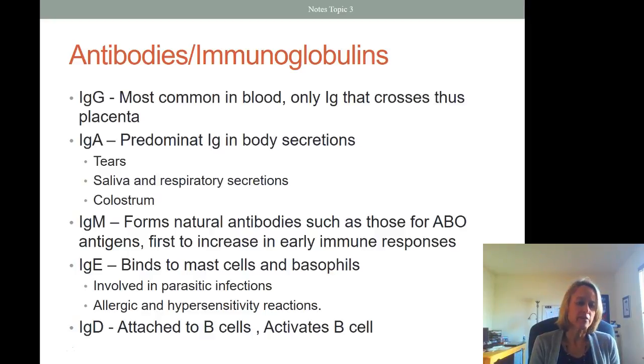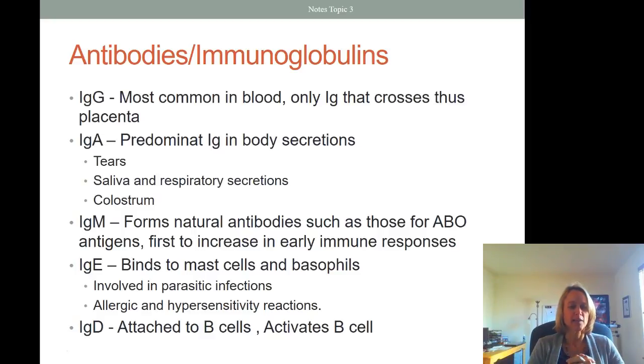There are 5 different classes. IgGs are the most common in the blood, and this is the only antibody that crosses the placenta. IgA is the most predominant antibody found in body secretions, such as tears, saliva or mucus secretions, also found in colostrum. IgM antibodies form in response to the blood AB antigens. They're also the first to increase in an early immune response in the blood.